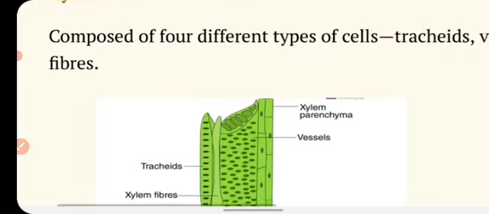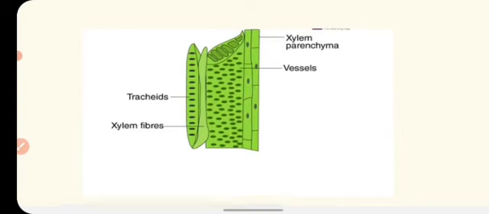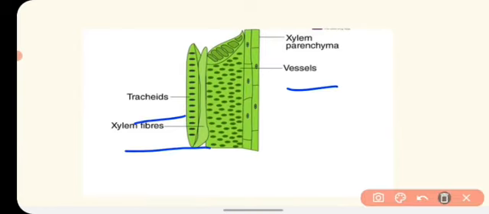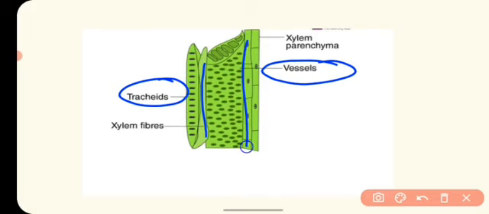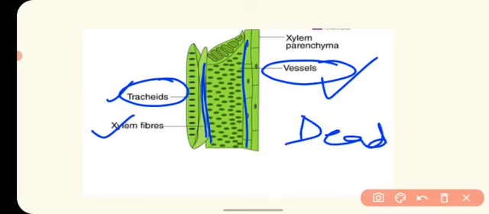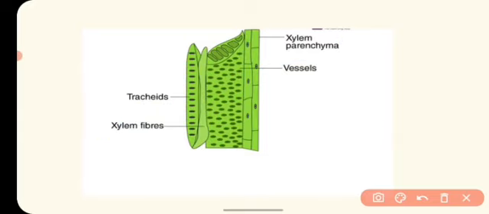So in all these four kinds of cells in xylem, the main water conducting cells are xylem vessels and xylem tracheids. These are hollow tube-like structures, and they are dead cells, and that's why they can carry the water. In all these four cells, xylem vessel, xylem tracheid, and xylem fibers are dead cells. Only the parenchyma is the living cell.